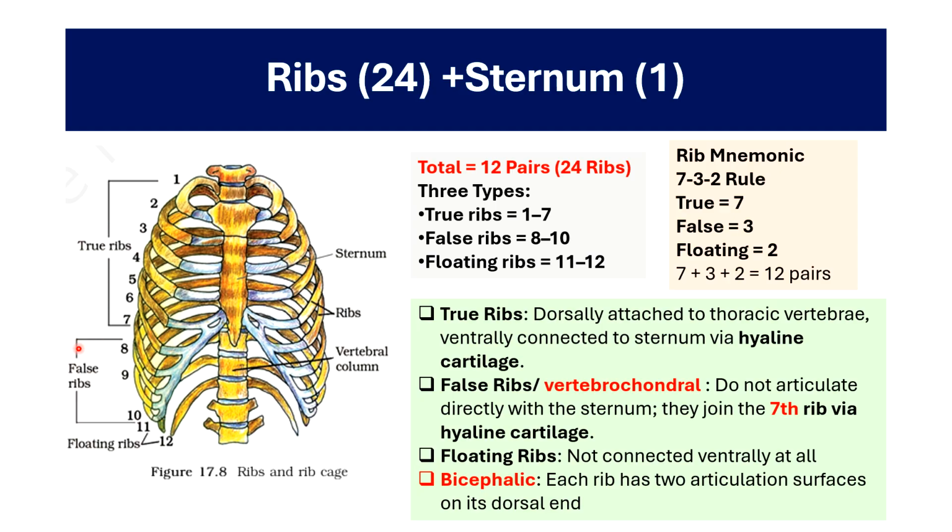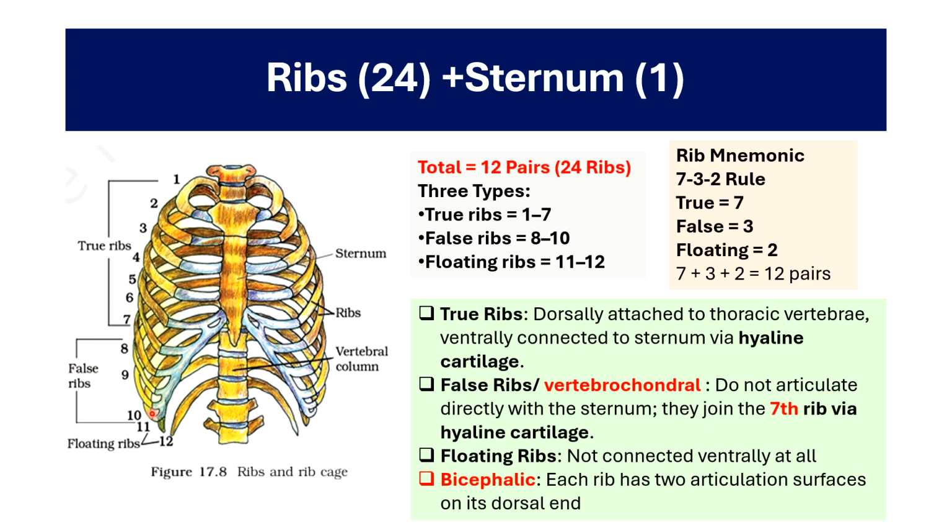What are false ribs? Numbers 8, 9 and 10 are dorsally attached to the vertebrae, but in the anterior part they are not directly attached to the sternum, but they are attached to the seventh rib via the hyaline cartilage. So these are known as the false ribs. Hyaline cartilage is very important here. Must remember it for the NEET.